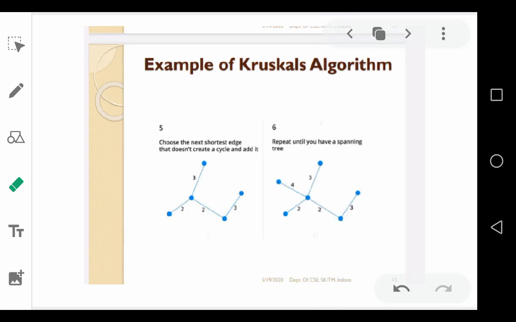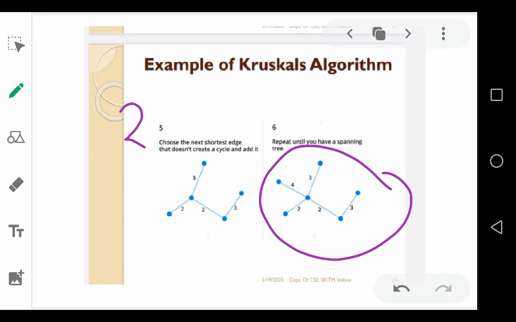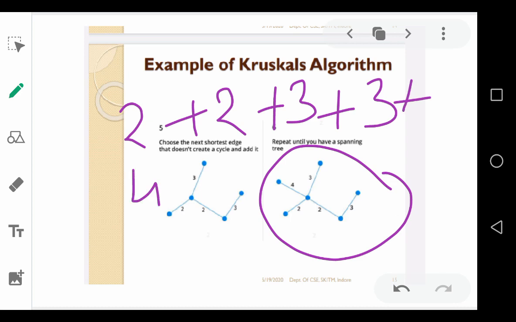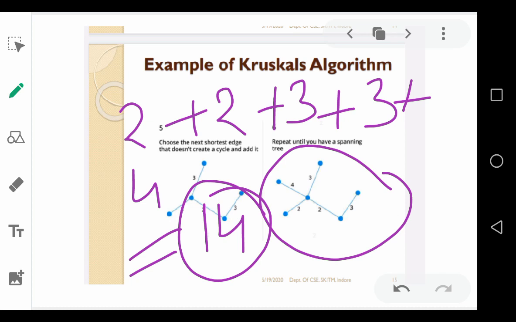Yes, that is how our algorithm proceeds. So here we got a minimum spanning tree. If we calculate the weight of the graph, it's 2 plus 2 plus 3 plus 3 plus 4. The minimum weight is 14. The total weight of this graph is 14.